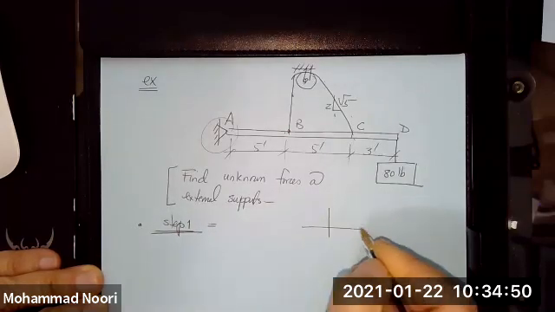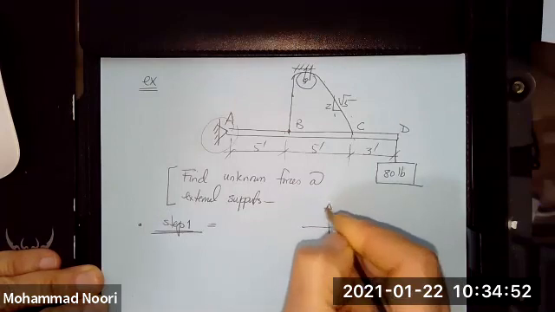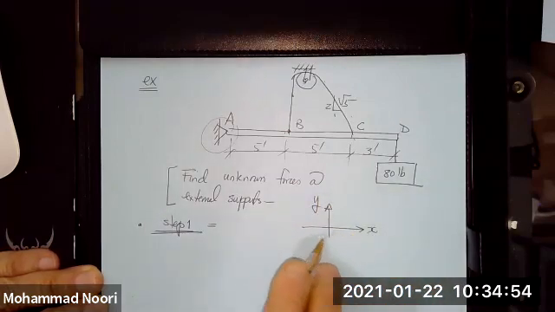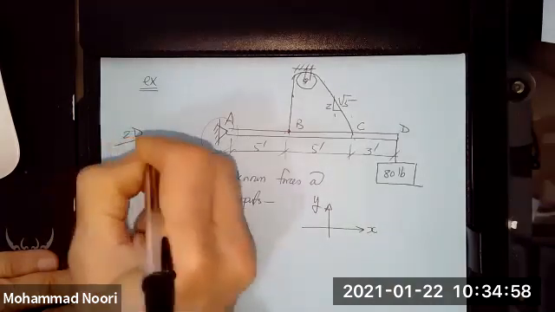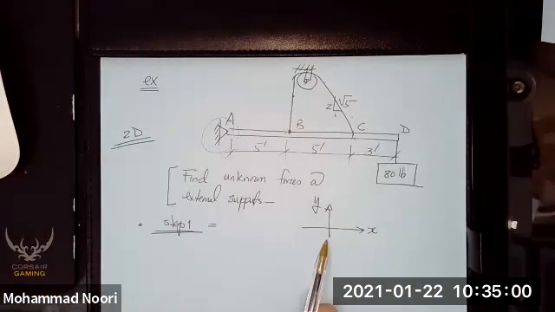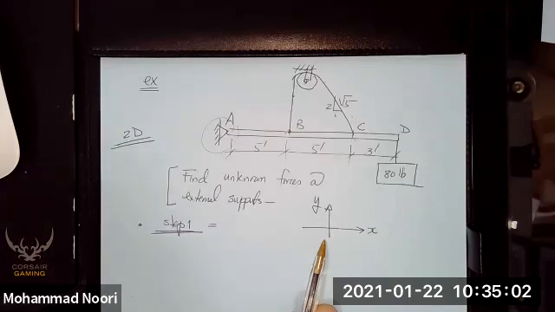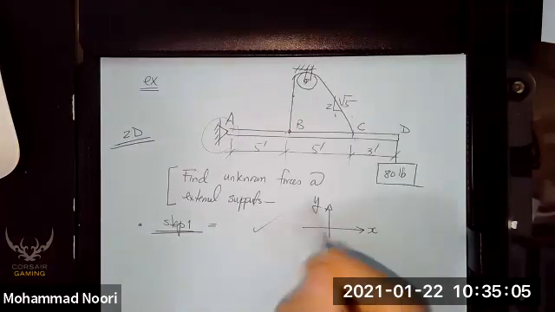Step one is the easiest step. We've learned in statics that we're dealing with Cartesian coordinate system. And for the time being, we're only focusing, of course, on 2D problems. So you set up an X and Y coordinate. That's the easiest step.